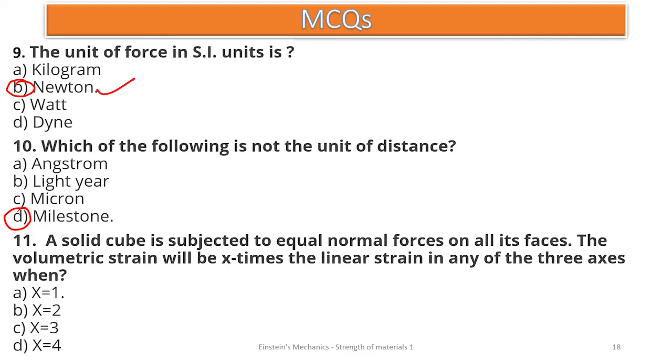The volumetric strain will be x times the linear strain in any of the three axes when x is, so here when x is 1. Are we okay? So the strain in all the direction is going to be 1 multiplying the normal force. So it is equal to when x is 1.